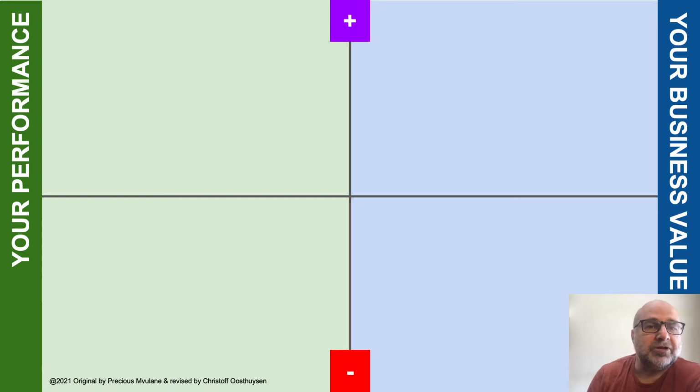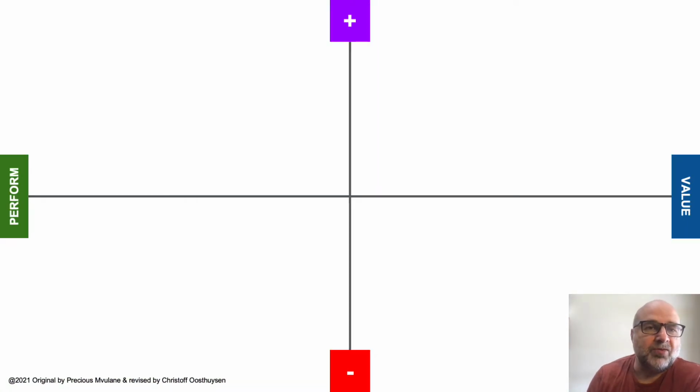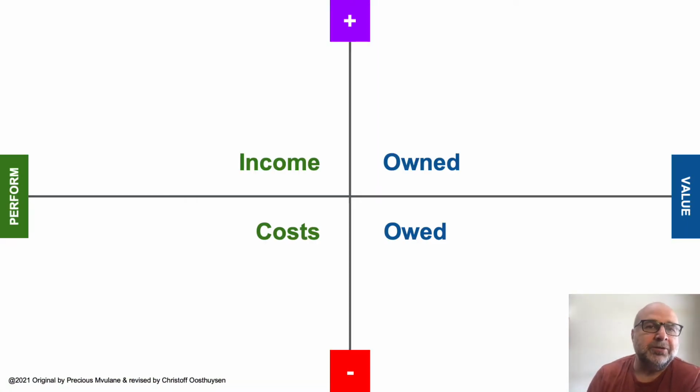So at the top, positive; at the bottom, negative, in terms of the horizontal line. And in terms of the vertical line, we put our business value on the right, and our business performance on the left. Okay, that's the framework that we use. And then we've got 4 quadrants to work in. So all our income, the sales that we make, the interest that we earn if we have a bank account, the fees that we charge, all of that we put in the left top. And below that, we put the costs.